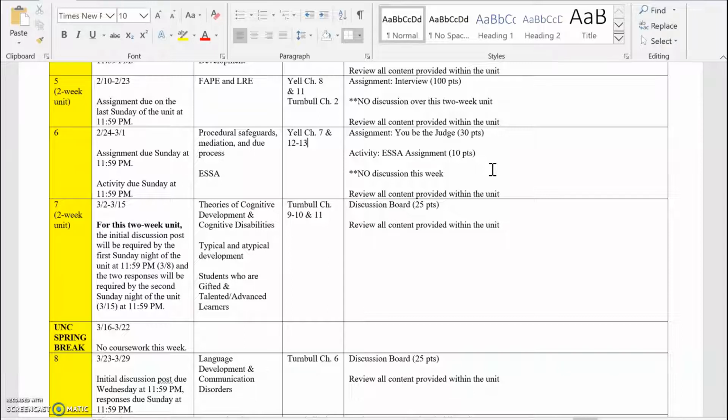And the ESSA assignment is a smaller assignment, it's 10 points. Take a look at that together here in this video as well. But the prompts for that are pretty brief and straightforward. The majority of your attention will be going to the You Be the Judge assignment, and there is not a discussion this week. But in our next unit, we will be back on the discussion board.